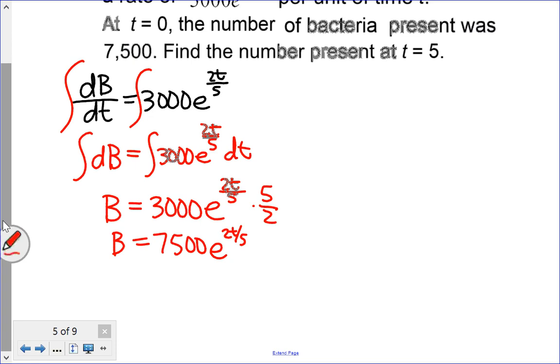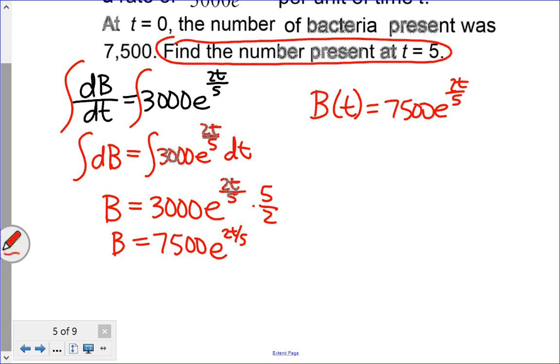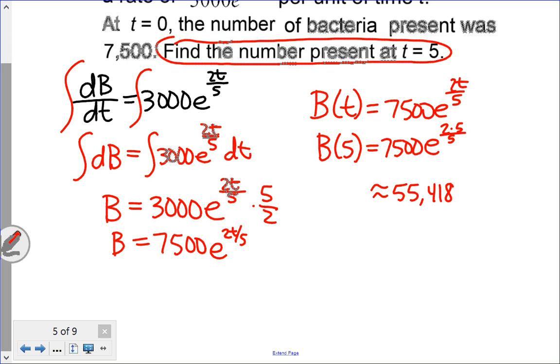So my actual function, b of time, bacteria and time, is 7,500 e to the 2t over 5. So now I want to find the number of bacteria present when t is 5. So that means I need to find b of 5. So that's 7,500 e to the 2 times 5 over 5, which is e squared. Put that in the calculator, and you're going to get about 55,418. You can round to the nearest bacteria there. Okay, so that's the next example.